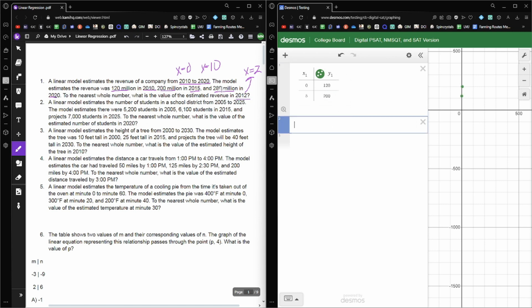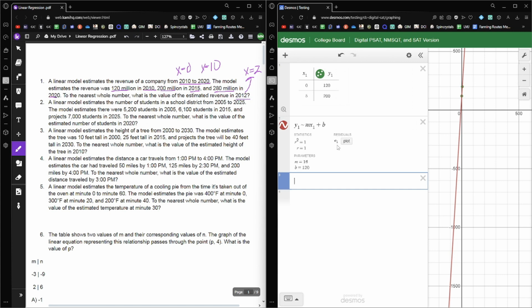Anyways, there's a third point, but we don't need that third point since we only need 2 points for linear regression. y1 tilde mx1 plus b. Now we have our slope and our y-intercept. There's so many ways you could do this. First way you could do it like this, where you just go ahead and substitute it in. Y is equal to 16x plus 120.